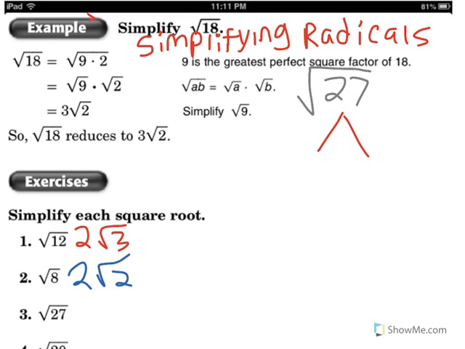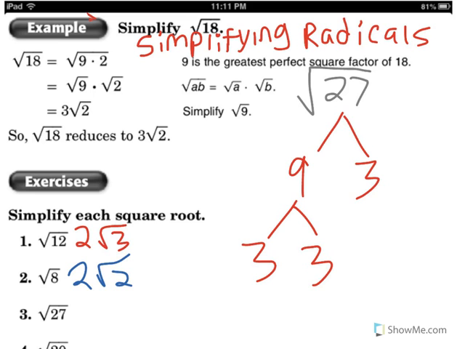Alright, hit pause if you haven't done already. Do number 3. Alright, 27. Well, that's 9 times 3. By the way, this is where your timetables come into play here. That's 9 times 3. 3 is as far as it goes, but 9 goes further to 3 times 3.